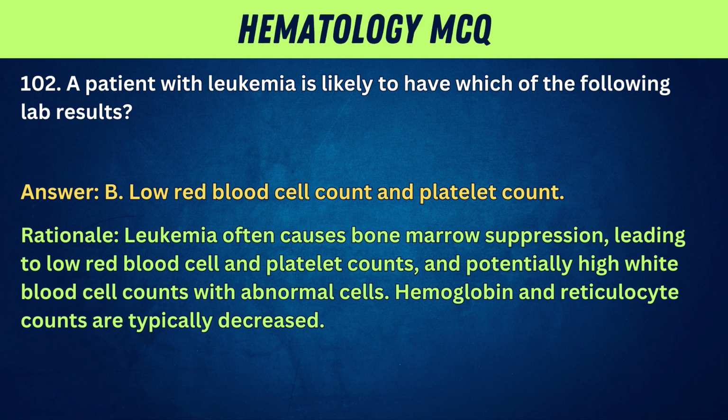Rationale: leukemia often causes bone marrow suppression, leading to low red blood cell and platelet counts and potentially high white blood cell counts with abnormal cells. Hemoglobin and respiratory counts are typically decreased.